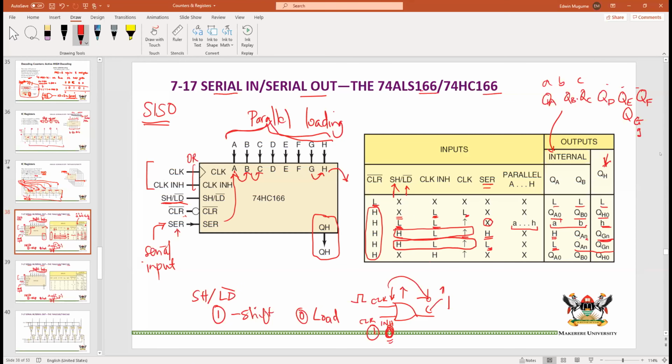Finally, if the clock inhibit is high, as we saw here, if this is a 1, then the output will always be a 1, irrespective of that clock. So that means that we don't care what is at the serial input, we don't care what is at the parallel input, and we really don't care whether we are shifting or loading, because the clock is not there, and so you cannot perform a synchronous activity or function without the clock. Okay, so that is how that works.